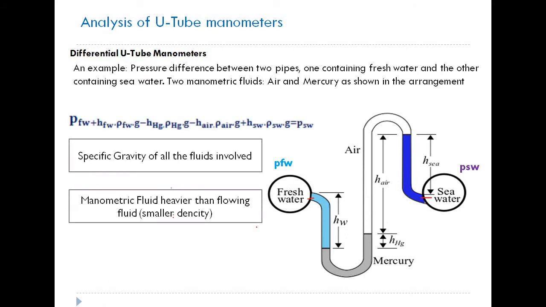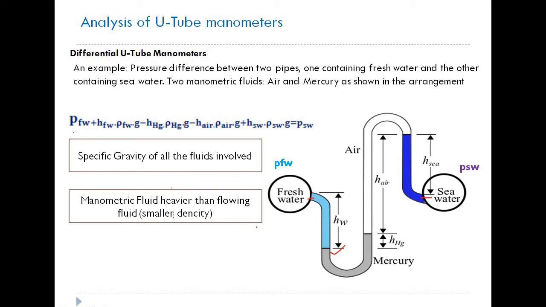Let us see. Here we apply the hydrostatic equation. What about pressure in the freshwater pipe? It is PFW. What is hydrostatic equation? As we move down, the pressure increases, or P is directly proportional to H. So what is the pressure at this location? Will be PFW acting here plus pressure due to HW column of fresh water. What is pressure due to HW column of fresh water? It is equal to rho fresh water into g into HW.